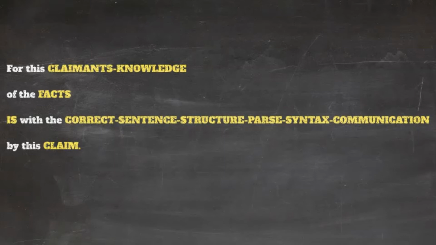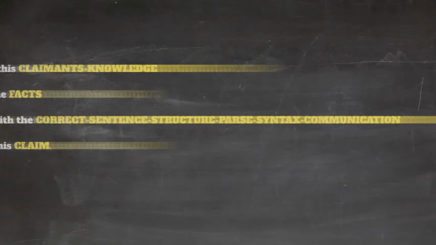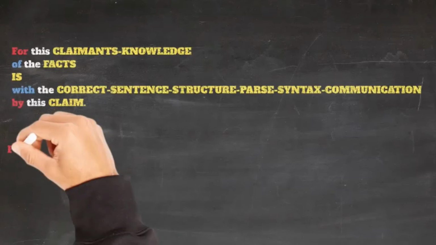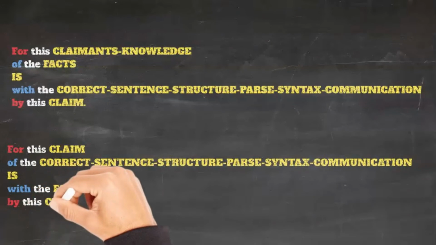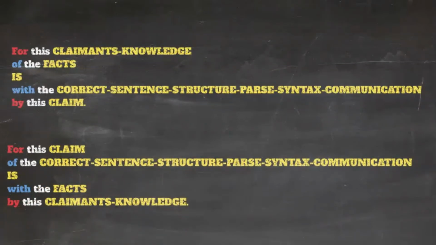With this sentence I am stating that I have knowledge of the facts because of my understanding of the correct sentence structure pass a syntax communication construct. Backward it reads, for this claim of the correct sentence structure pass a syntax communication is with the facts by this claimant's knowledge. Forward and backwards, the same sense is being conveyed.